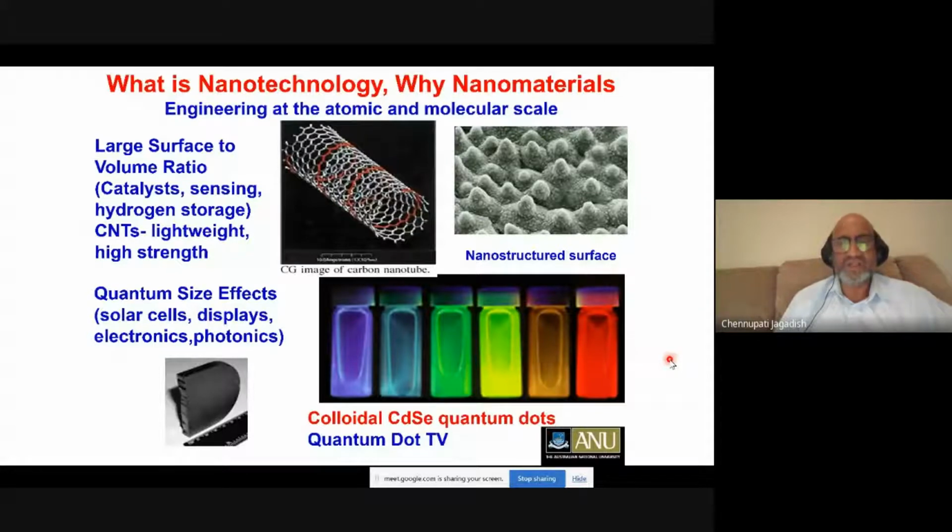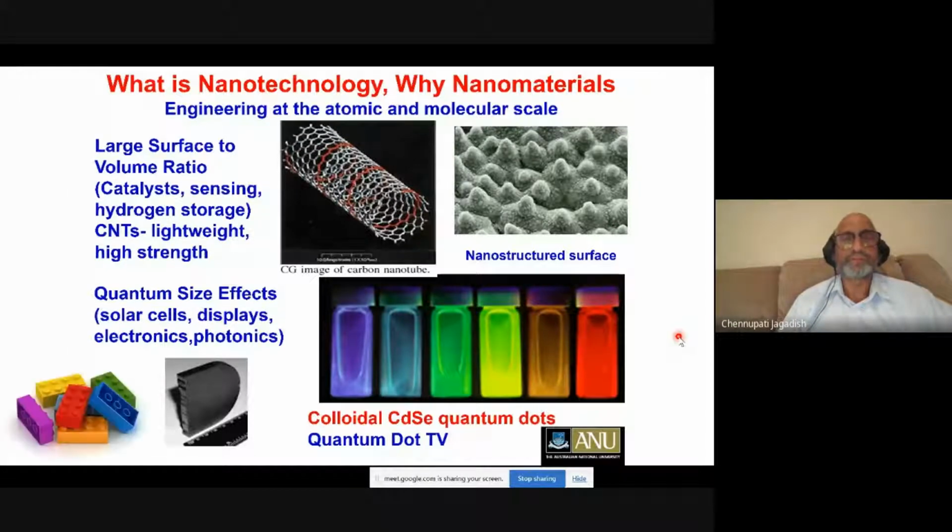And already we are seeing quantum dot TVs available in the marketplace because of their high brightness and their sharp light emission as well.